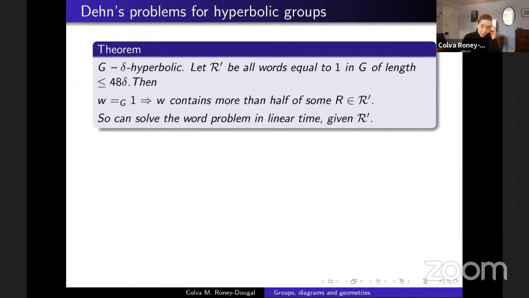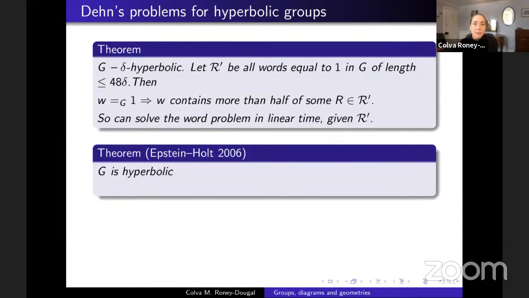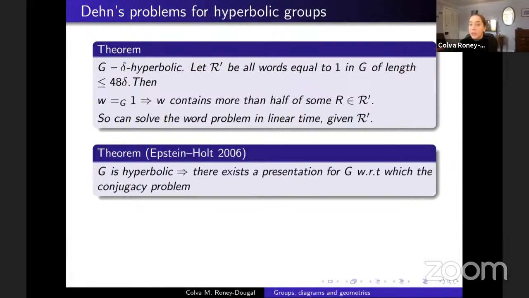So I can find more than half of a relator, replace it by the shorter than half of a relator, find another more than half of a relator, replace it by a shorter relator. And that will solve the word problem in linear time, given a little bit of work. So Domansky and Anshel actually proved the linear time part. David Epstein and Derek Holt in 2006 proved that if G is hyperbolic, then we can solve the conjugacy problem in linear time. But again, given the right presentation, not given any old presentation.